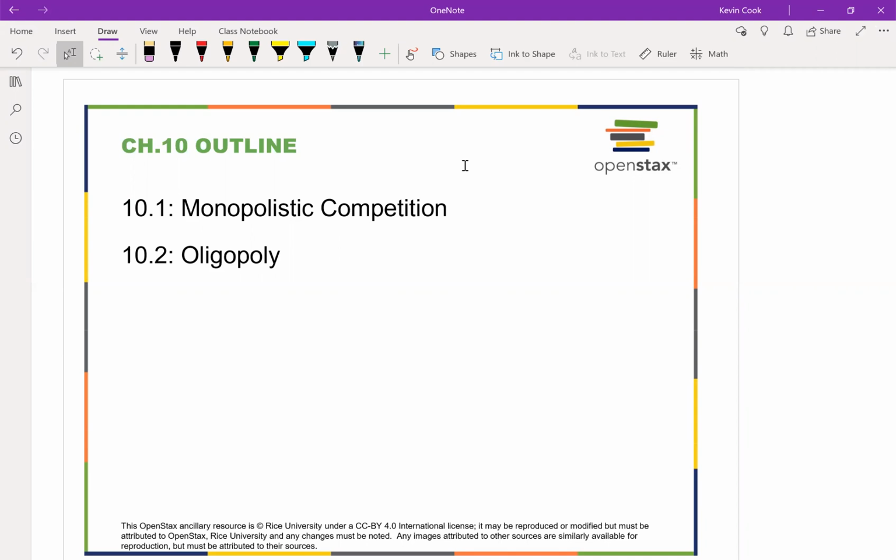And today we get into that middle ground. We have these two extremes, but not everything is always a ton of firms or one firm. We can have an industry with a couple of firms, and industries come in lots of shapes, lots of sizes, lots of different structures. And that's what these two are going to look at: monopolistic competition and oligopoly.